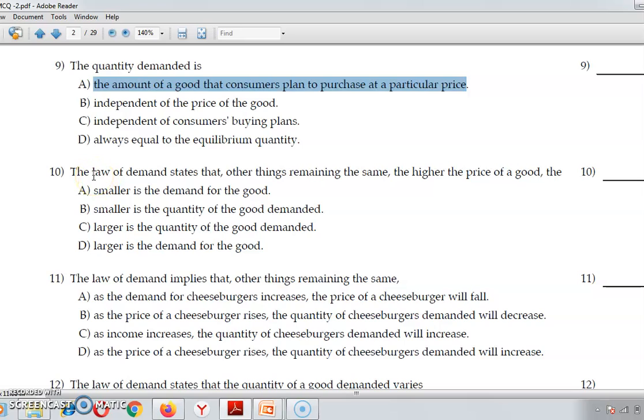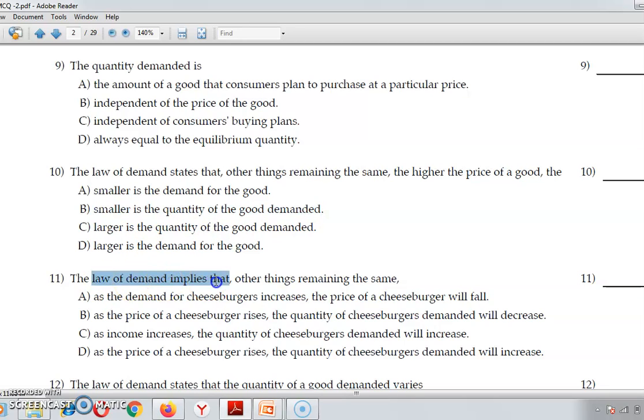10 number, the law of demand states that other things remaining the same, the higher the price of a good, the smaller is the demand for the good, smaller is the quantity of the good demanded, larger is the quantity of the good demanded, larger is the demand for the good. यसको आन्सर हाम्रो कुन हुन्छ हजुर नियमले नै भन्छ बी. जति बढी प्राइस त्यसको चाहिँ क्वान्टिटी अफ गुड डिमान्डेड के हुन्छ कम हुँदै जान्छ यानी कि यो बी आन्सर भयो.